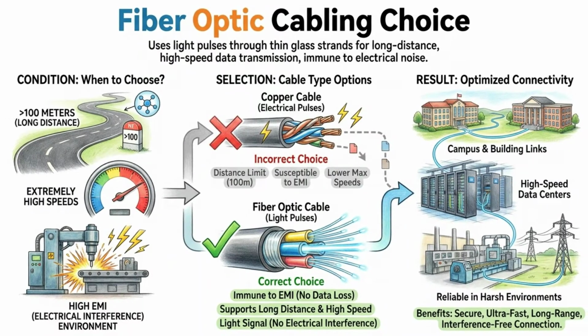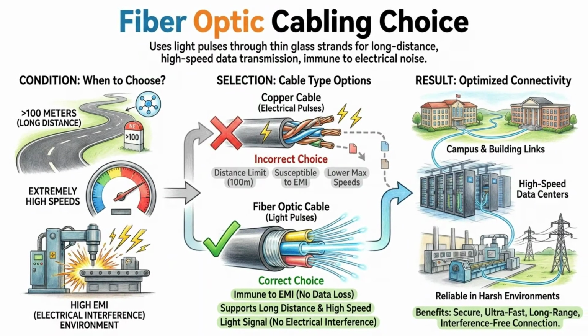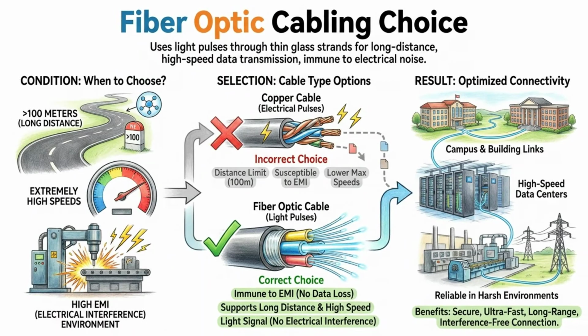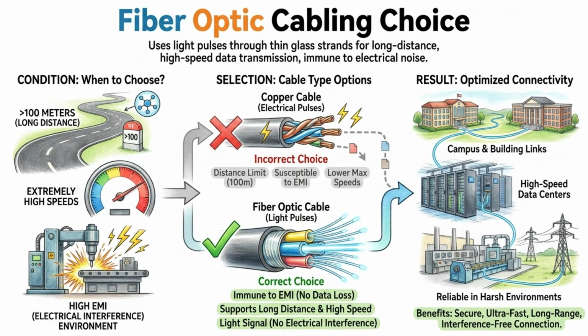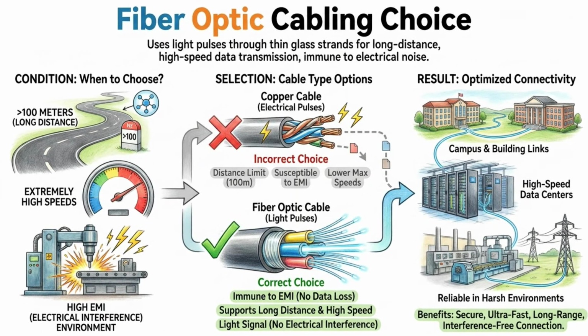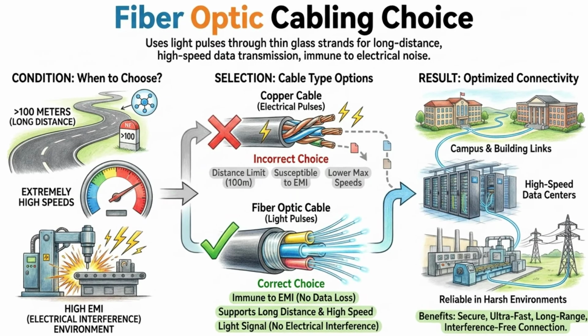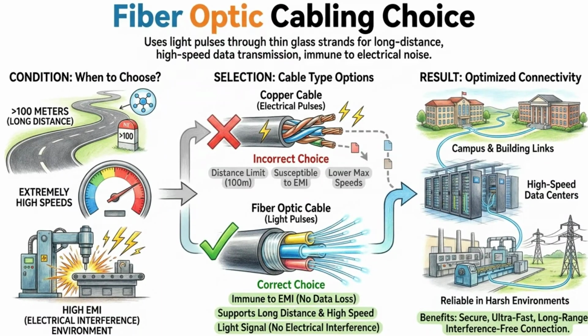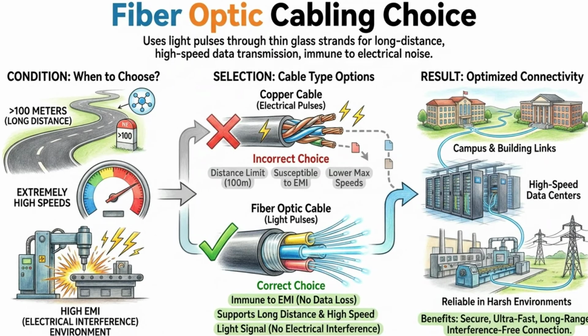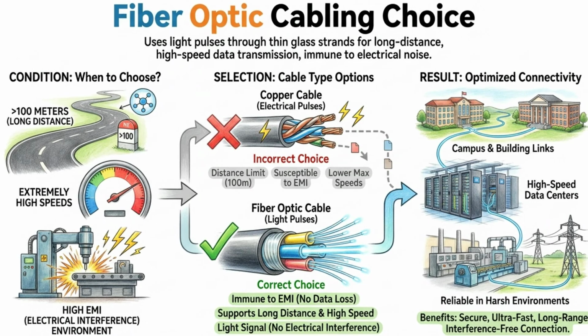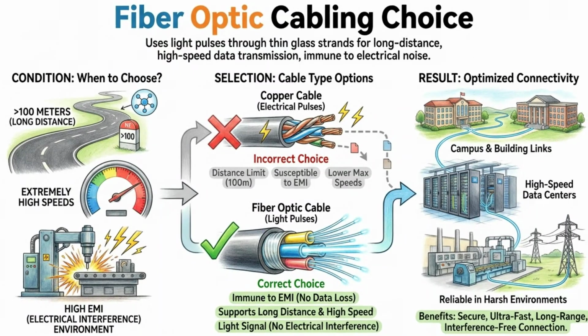When we need to send data much farther than 100 meters, or when we need incredibly high speeds, we leave copper behind and use fiber optic cabling. Instead of using electrical pulses over copper wires, fiber optic cables use tiny pulses of light traveling through extremely thin strands of flexible glass. Because it uses light, fiber optic cabling is completely immune to electromagnetic interference, meaning you can run it safely next to heavy factory machinery or power lines without dropping any data.